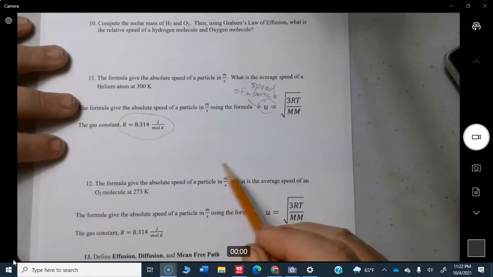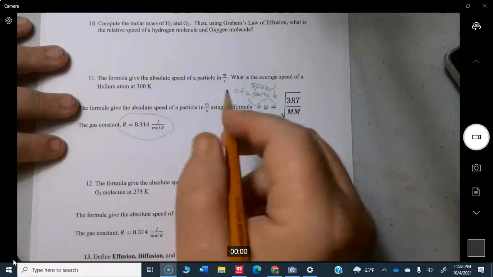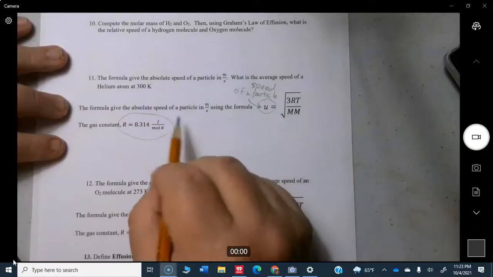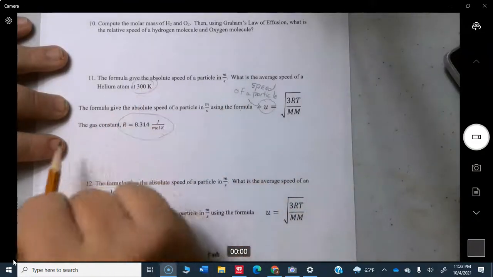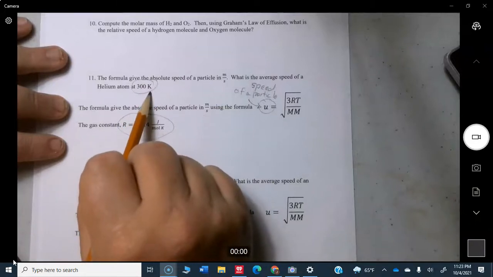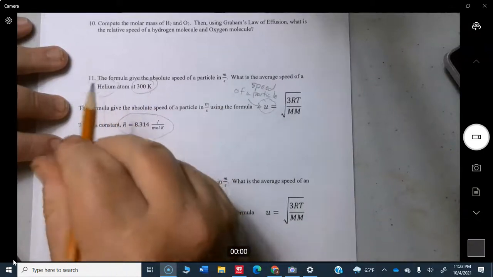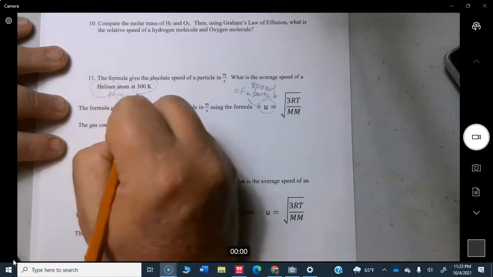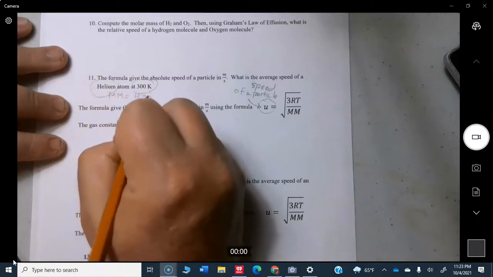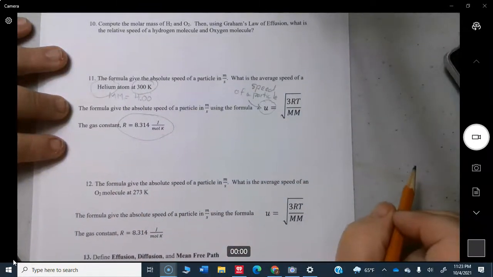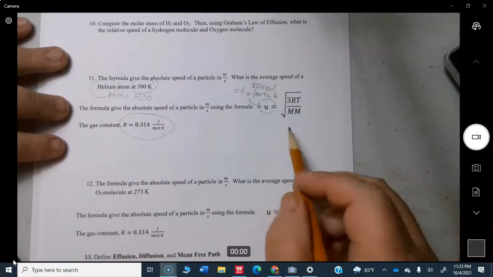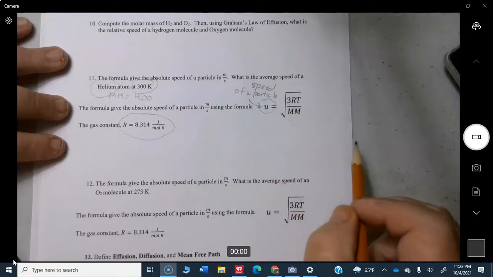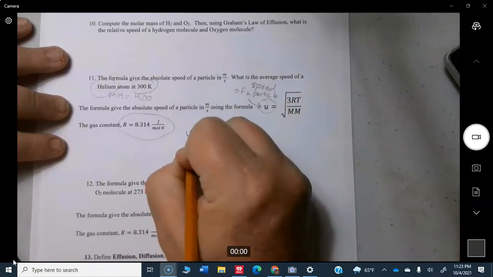We're going to plug this in. So what are we given? We're given a temperature. It has to be in Kelvin, and we know it's helium. So the molar mass of helium from your periodic table is 4.00. We just use the atomic mass or the molar mass from your periodic table. So we know that, we know the temperature, and we know the R. So we can go ahead and just plug in the numbers.